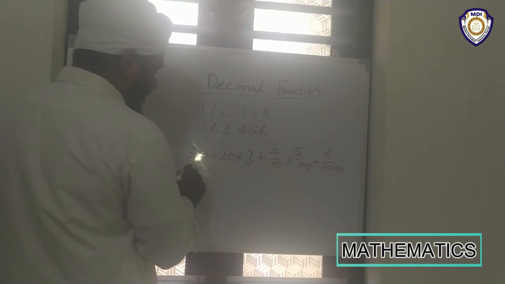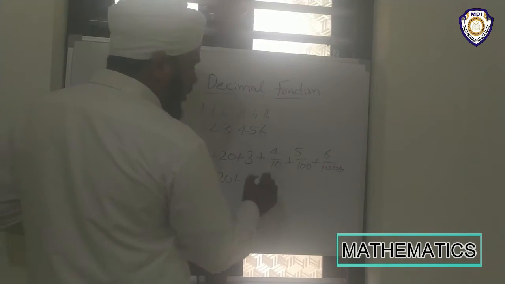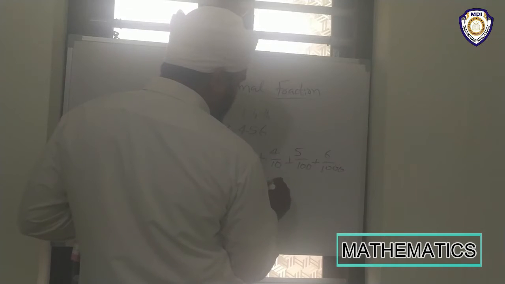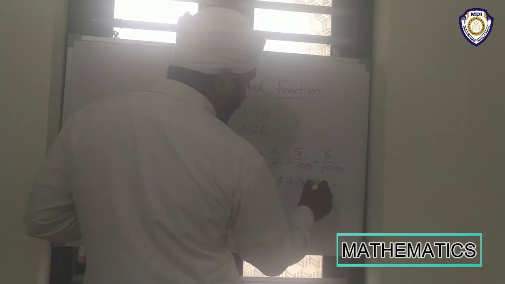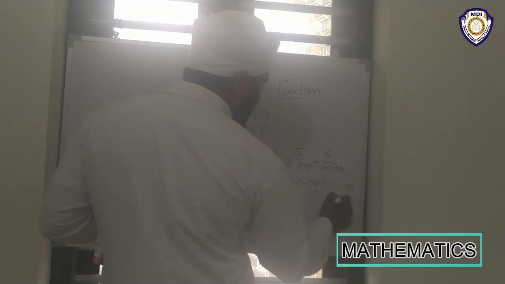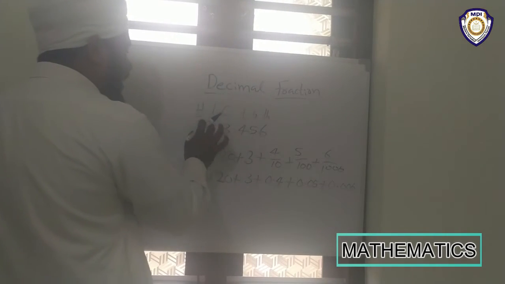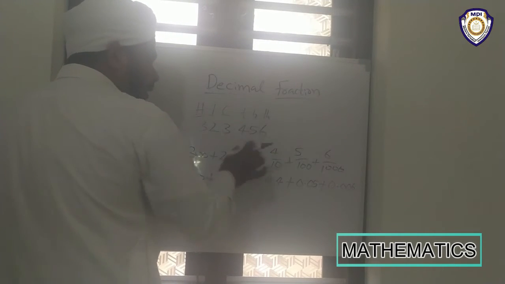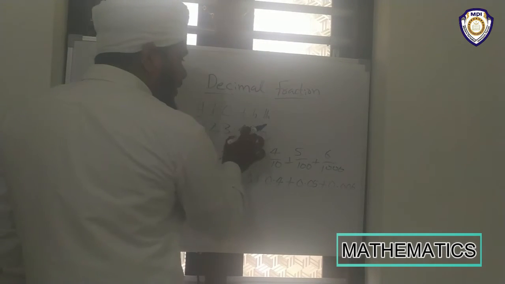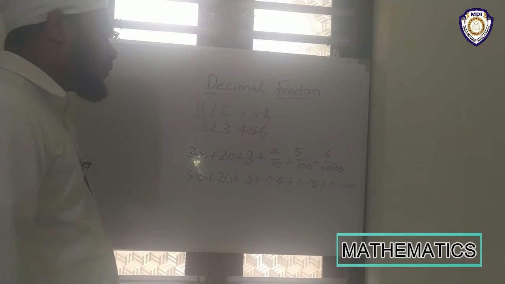300 plus 20 plus 3 plus 0.4 plus 0.05 plus 0.006. This is the expanded form, the expanded notation of this number. Do you understand? It's very important.